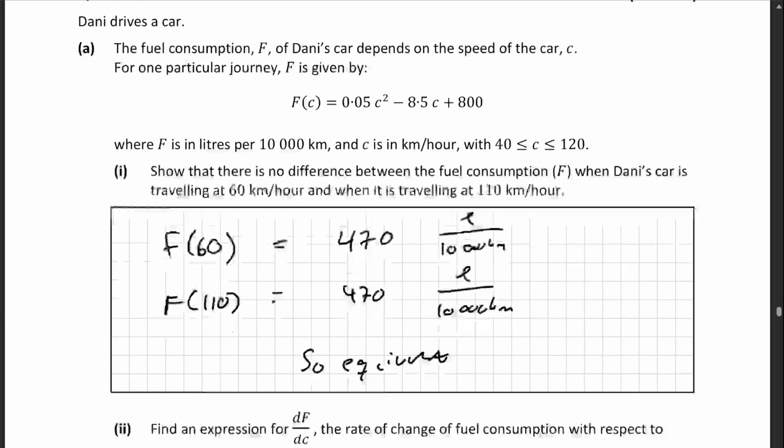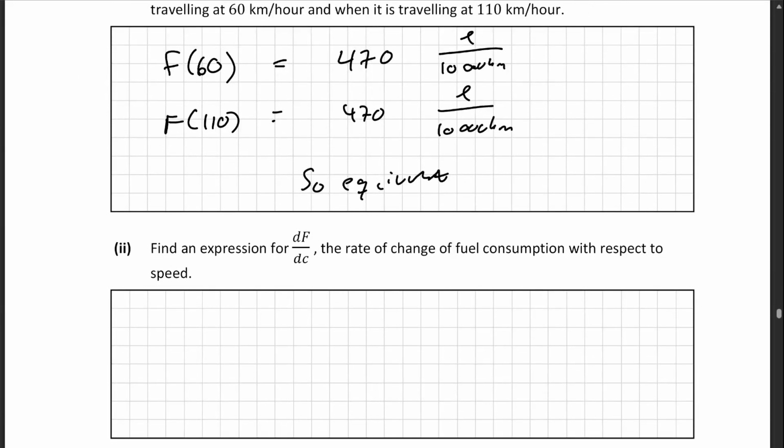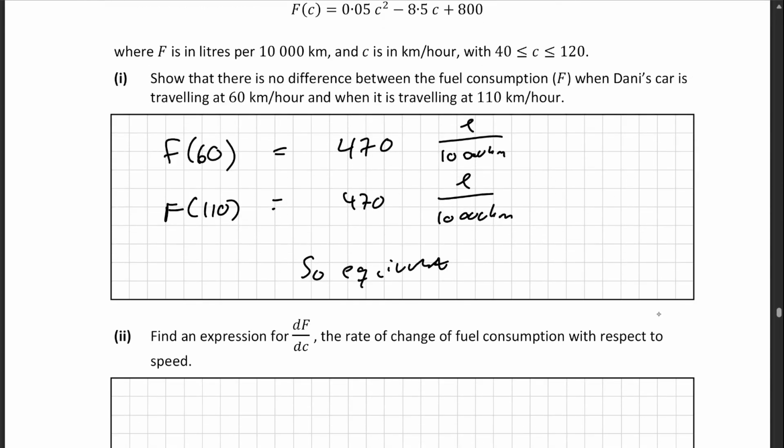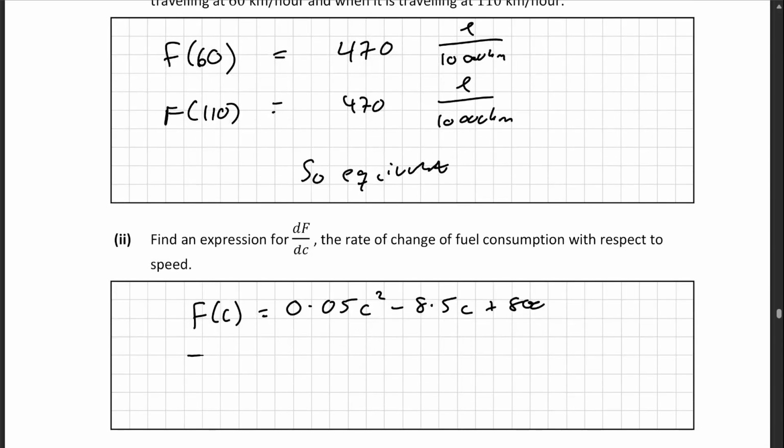So equivalent. Find the expression for dF/dC, the rate of fuel consumption with respect to speed. Okay, well this is fairly easy. If F of C is 0.05 C squared take away 8.5 C plus 800, then that means that F dash of C is 0.1 C take away 8.5.